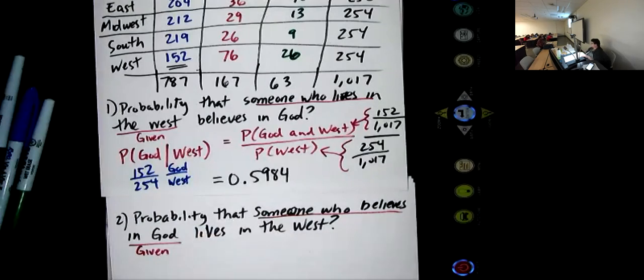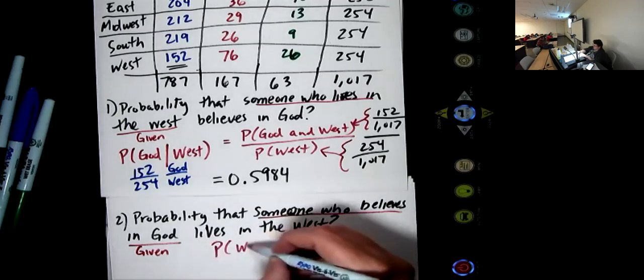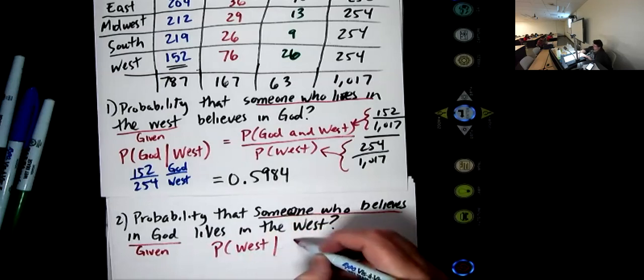Where do they live? Trying to find the probability that they live in the West. So the probability of West given a belief in God.